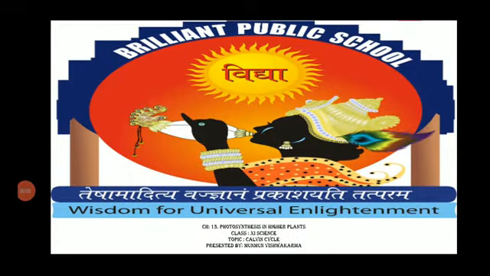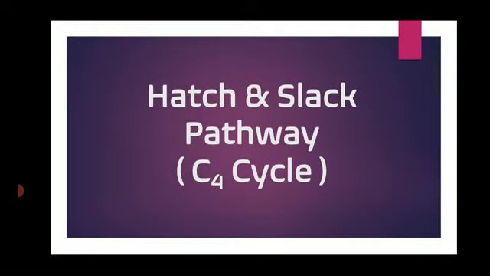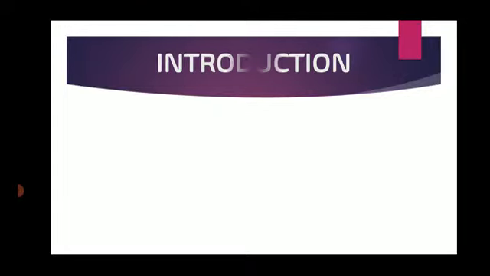Good morning, children. In this video, I'm going to talk about the C4 cycle, and this topic is from Chapter 13, Photosynthesis in Higher Plants, from Class 11th Biology. So let's begin with it. The C4 cycle is also called the Hatch-Slack cycle. It is named after the scientists who have thoroughly studied this particular cycle.